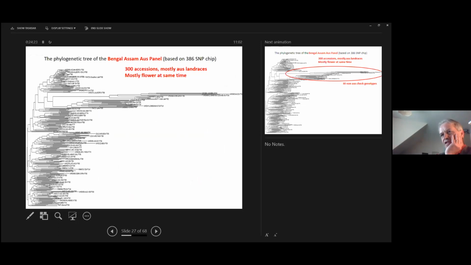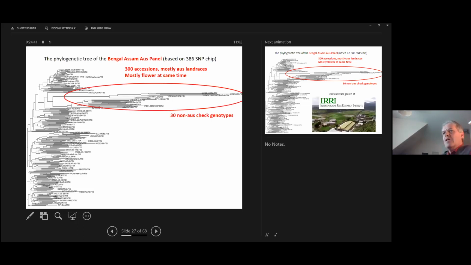And there are important features of this. Of these 300, mostly AUS landraces, mostly they flowered at the same time. That was assessed at the International Rice Research Institute in the Philippines. We had data on flowering time, so we could try to select ones that had similar flowering times, at least in the Philippines. In addition to the AUS cultivars, we had 30 or so non-AUS genotypes.